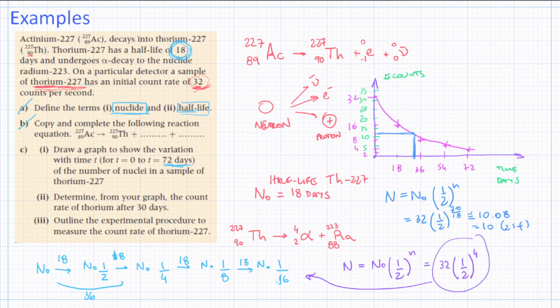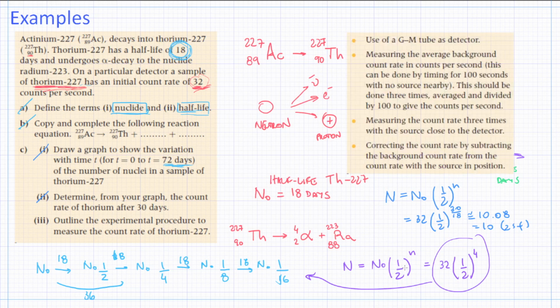Now the last part, so this is done. Now I'll outline the experimental procedure to measure the count rate of thorium-227. You would not be expected to give a lot of detail, but there are a few things which are important. I'll put them written here, and I'll also read that for you guys.